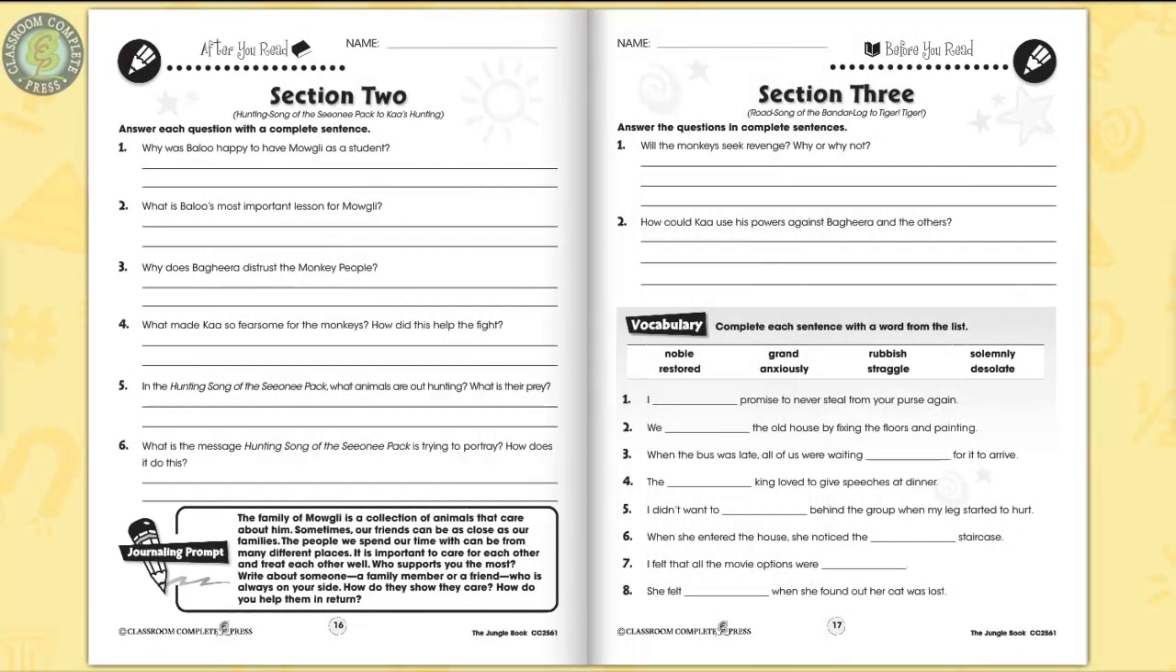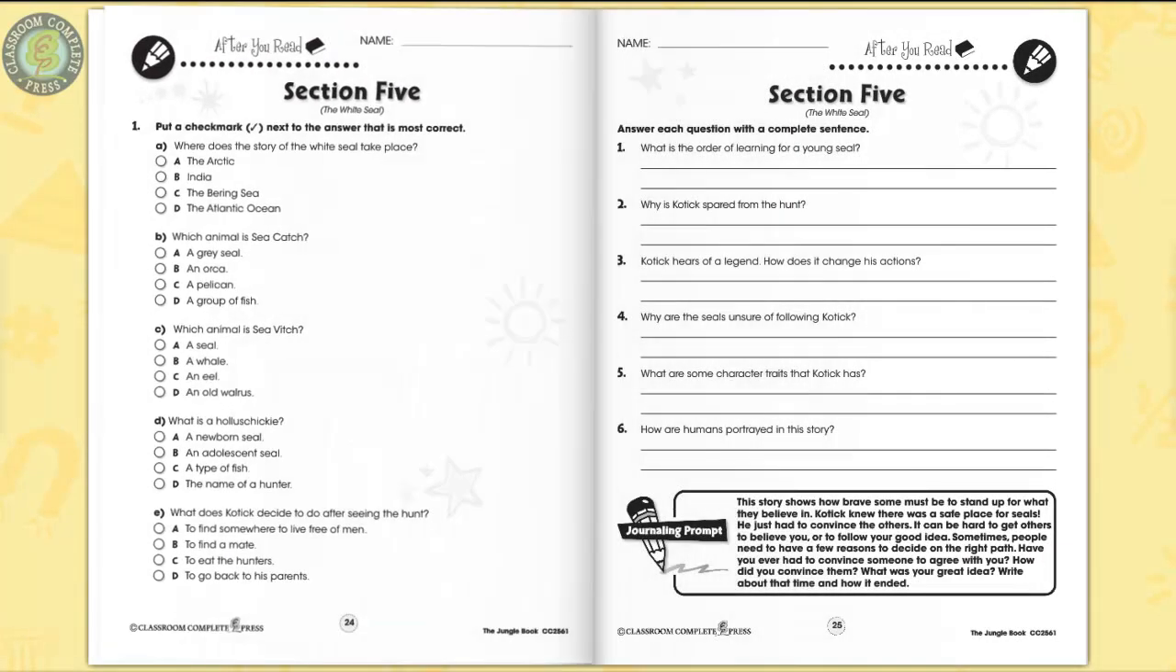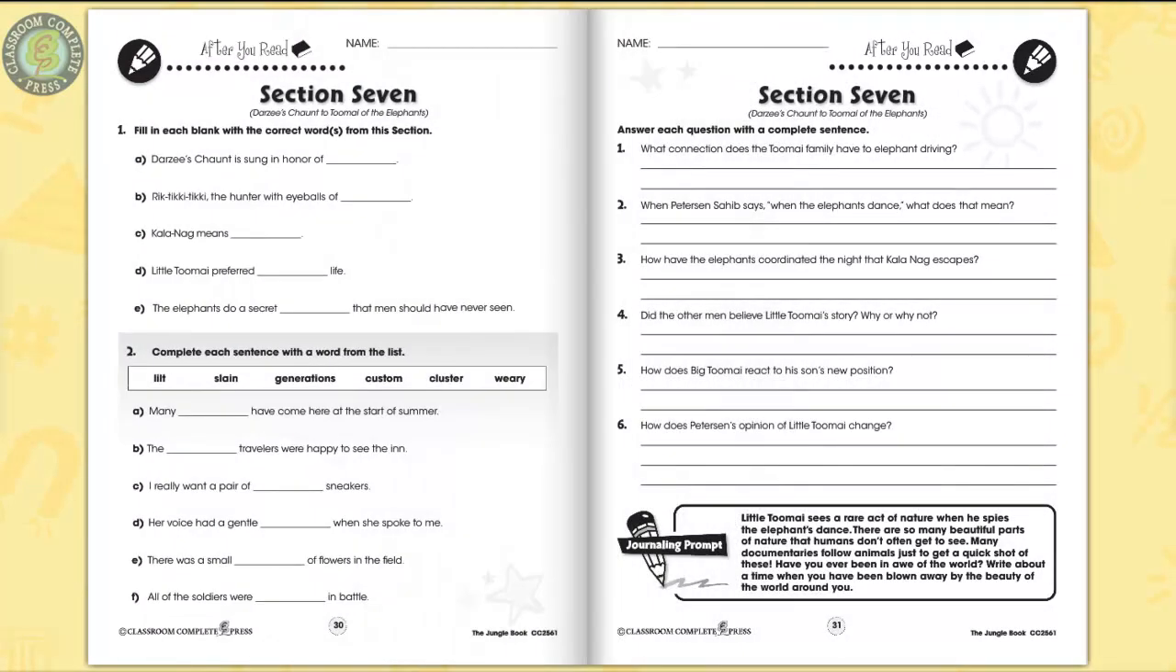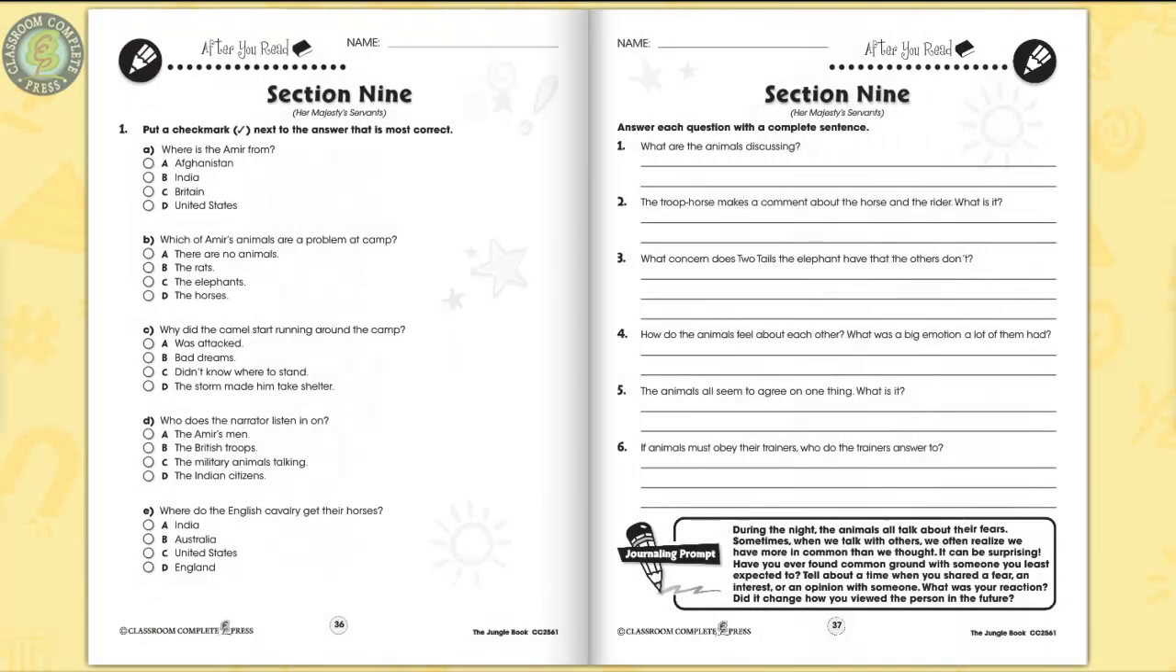Predict the actions of Kaa the snake as he faces off against Bagheera the panther. Answer questions about the white seal. Describe a time you were in awe of nature in a journal response. Comment on how the animals feel about each other.